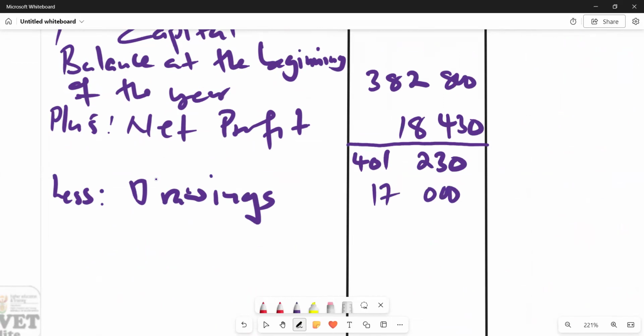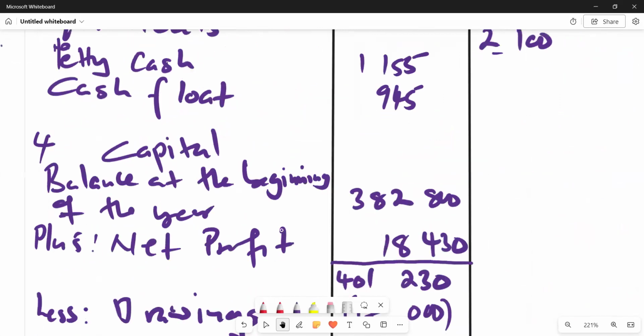And we are saying less, so we're subtracting. We'll subtract there. The figure that we get now, we say 401,230 minus 17,000. We get the closing capital figure, which is supposed to come here as our closing capital figure. And the figure is 384,230. So these are the notes that we are preparing according to this video.